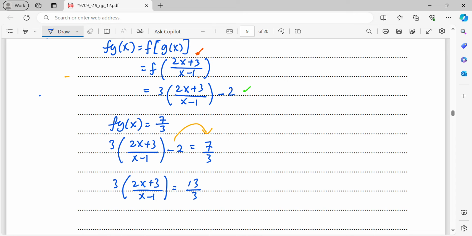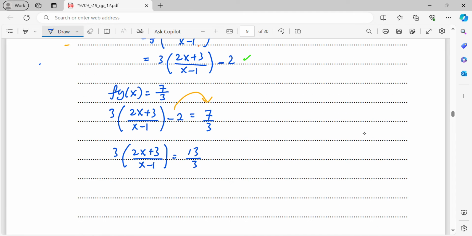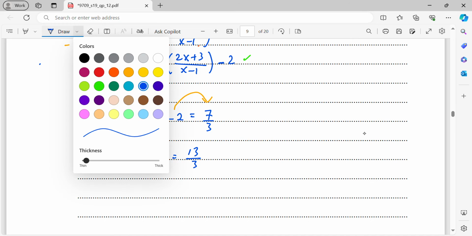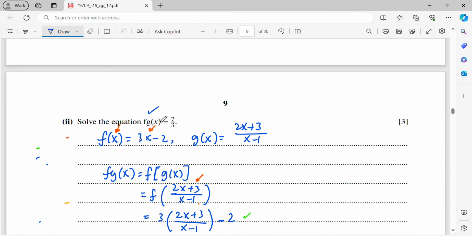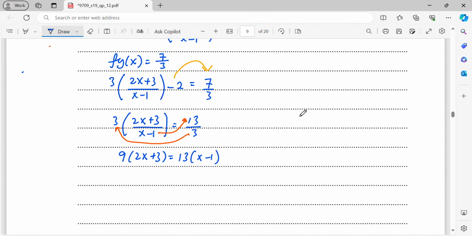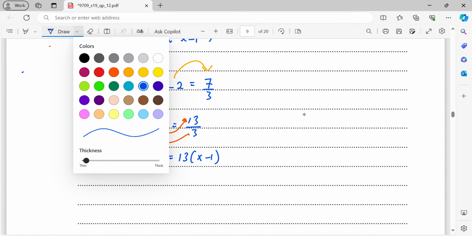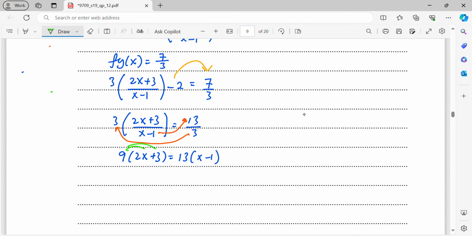Okay, now to get the x, the 3 will move to the other side first, or probably you can just do cross multiplication. This 3, you move up. This x minus 1, you move to the other side. Okay, so here you will be getting 9 times (2x plus 3) equals 13 times (x minus 1). And now do expansion, because the question says solve. Solve means find the unknown in the equation. So here when I do expansion, just multiply.